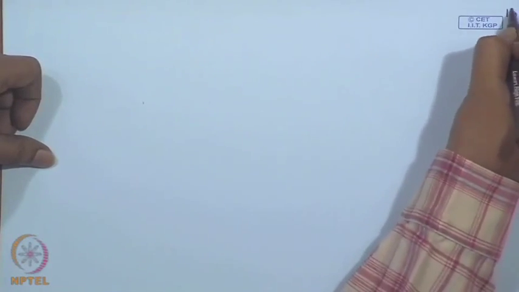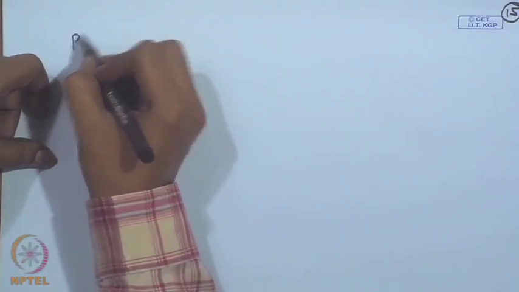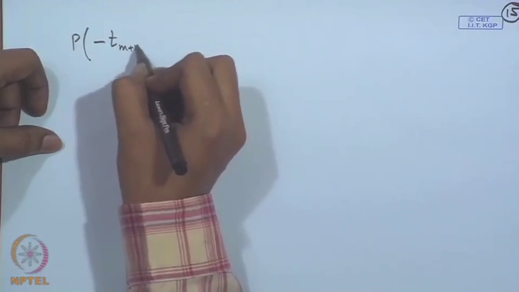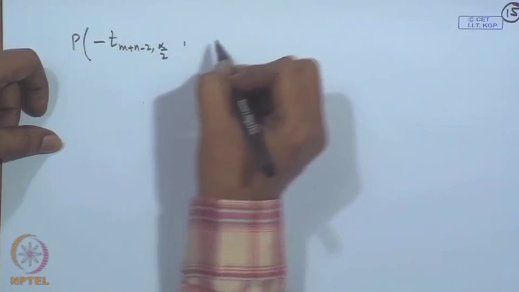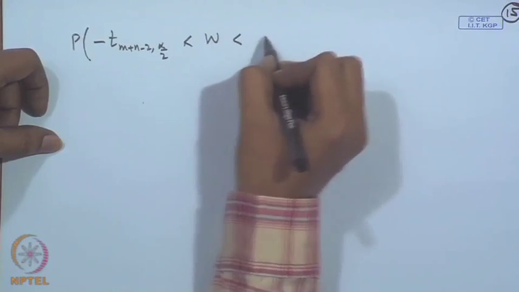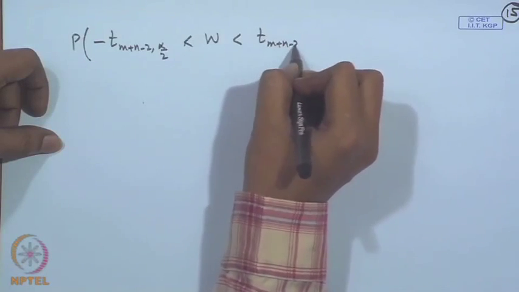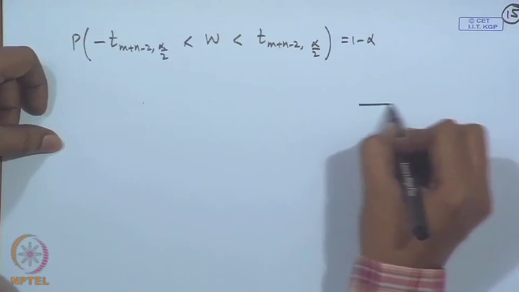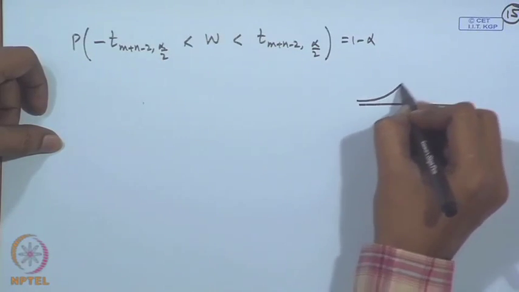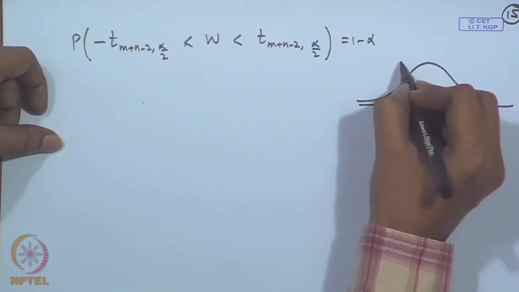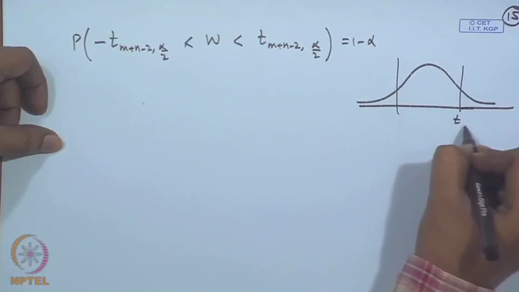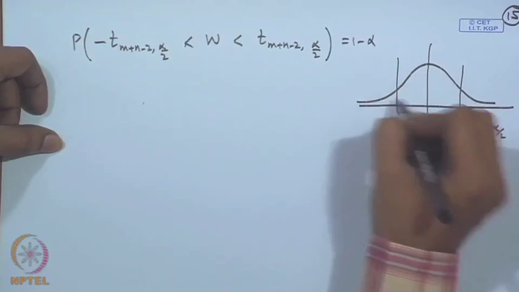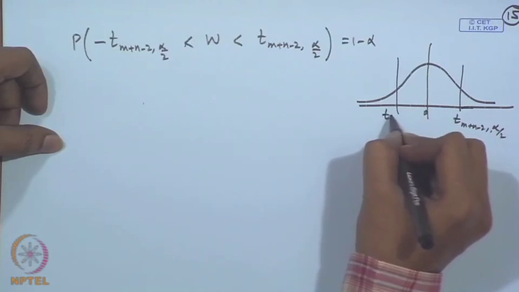Based on this, I can write down the confidence interval: probability of minus t m plus n minus 2, alpha by 2 less than W less than t m plus n minus 2, alpha by 2 is equal to 1 minus alpha. Once again I have chosen symmetric because the t distribution is symmetric. So, the shortest length interval will be the one which will be symmetric around the origin here.